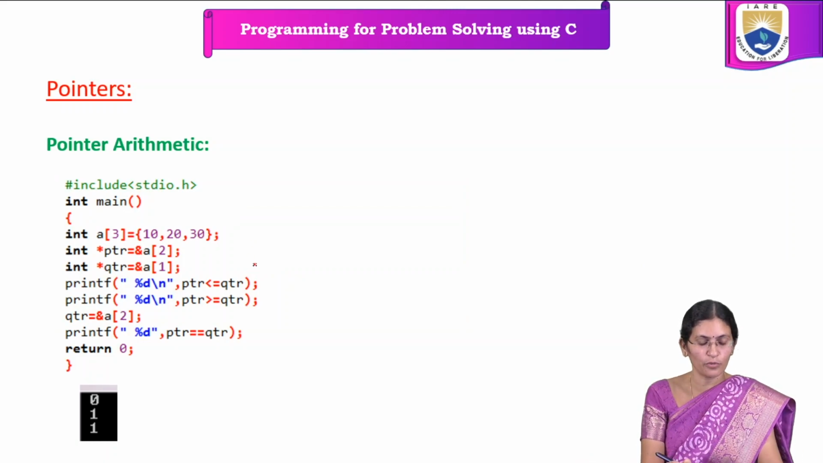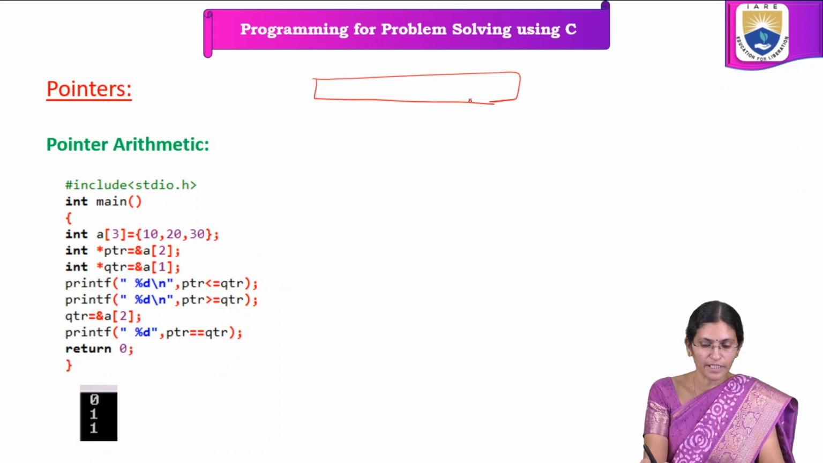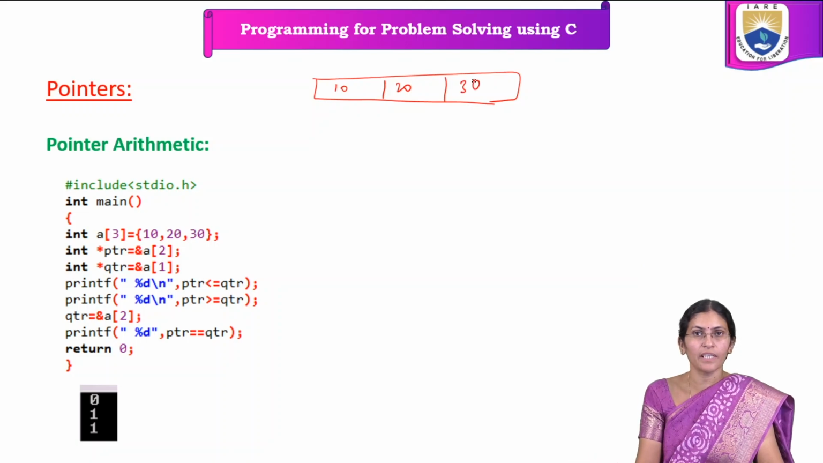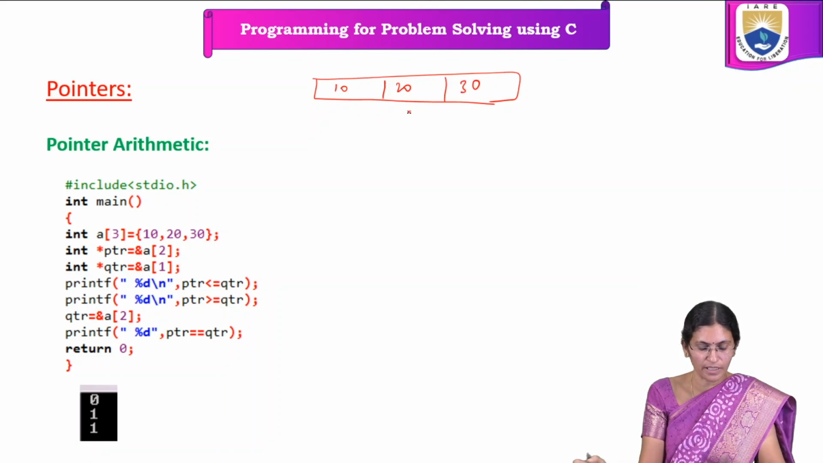More examples on pointer arithmetic. Here we have used an array. We have declared and initialized an array. The array size is 3, so there are 3 elements in the array. These are the 3 elements: 10, 20 and 30.